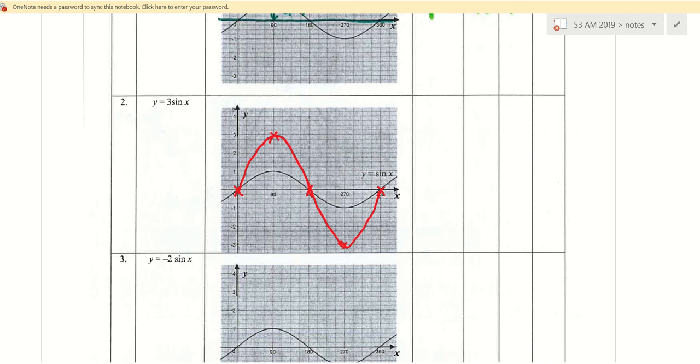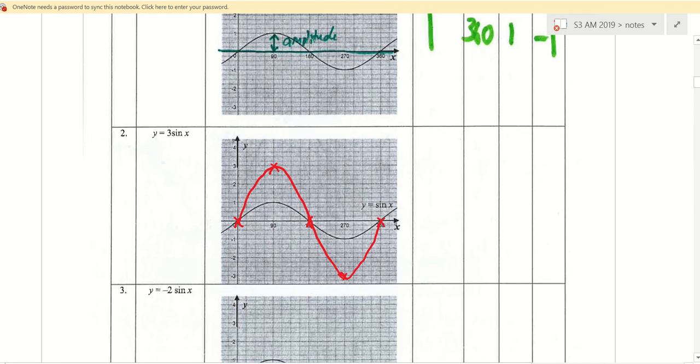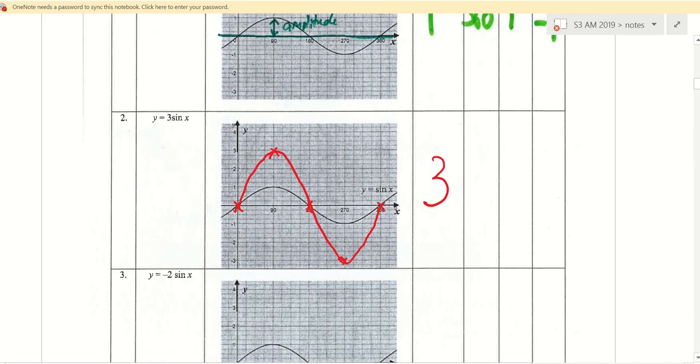Let's try to compare the black line and the red line. We see that when there's a 3 in front, what increases to 3? Amplitude, very good. So the first column here is your amplitude. Can you write down, amplitude is 3. But did the period change? Period didn't change, right? So period is still 360. What about maximum? Maximum now becomes 3.